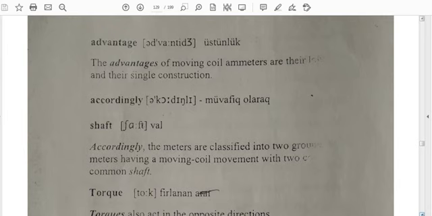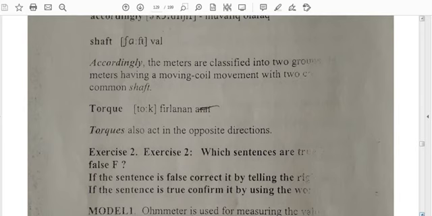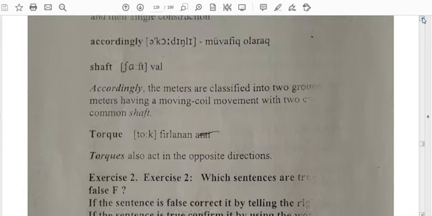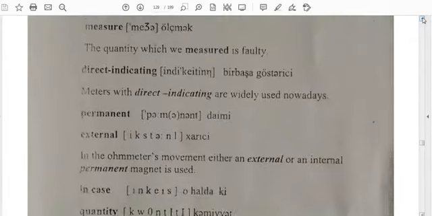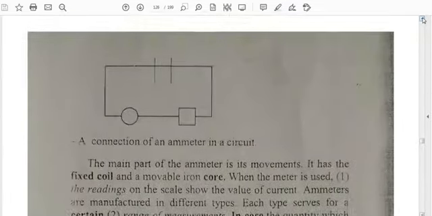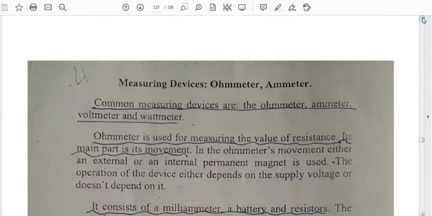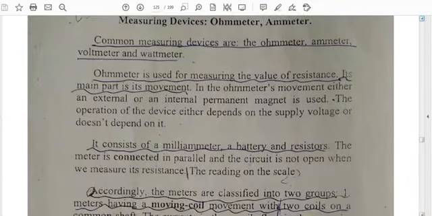Advantage. Accordingly. Shaft. Torque. And that's all. Now I'm going to translate our text. Yes, our text is here.